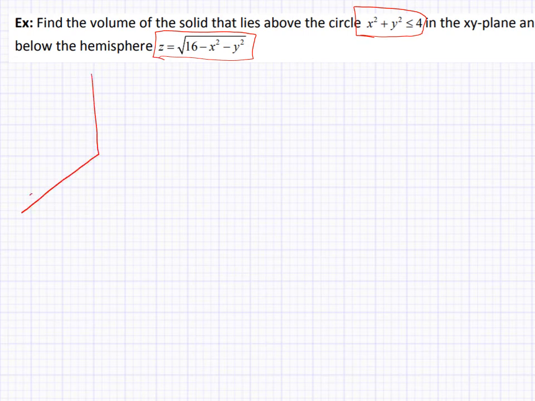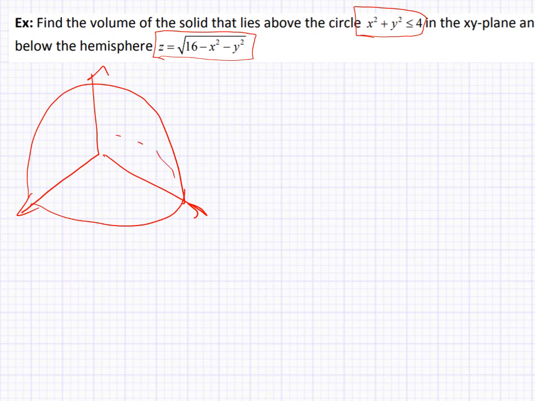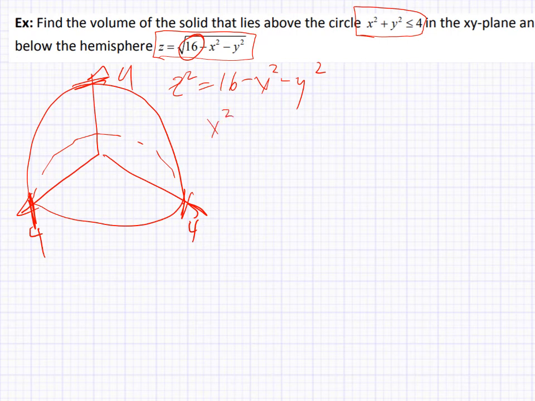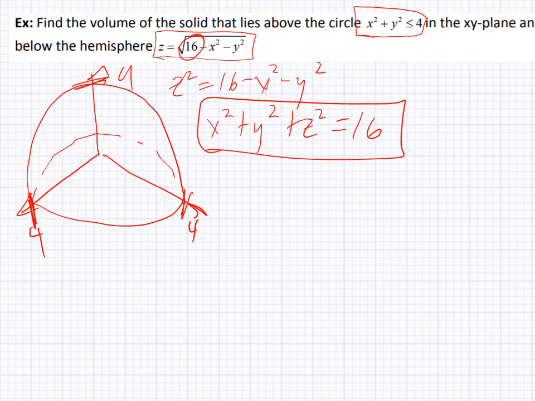So if I was to draw this, this z function is the upper hemisphere of a radius 4 sphere. How do I know radius 4? Because that's going to be my radius. If I rewrote this, I could say this is z squared equals 16 minus x squared minus y squared. And then I could write this as x squared plus y squared plus z squared equals 16. So it's a sphere, but when we take the square root to get z by itself, we only have the positive square root, so it's the upper hemisphere.